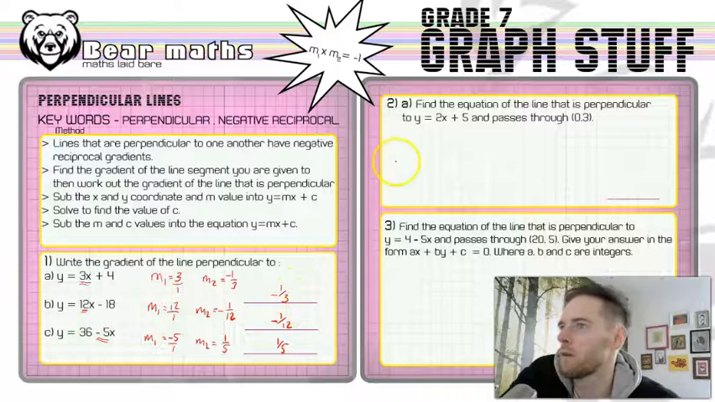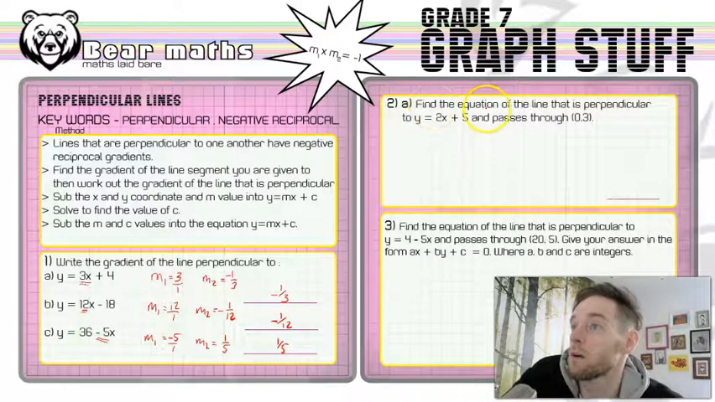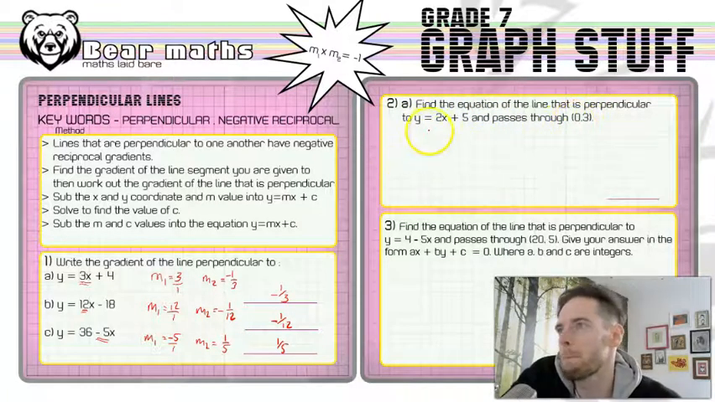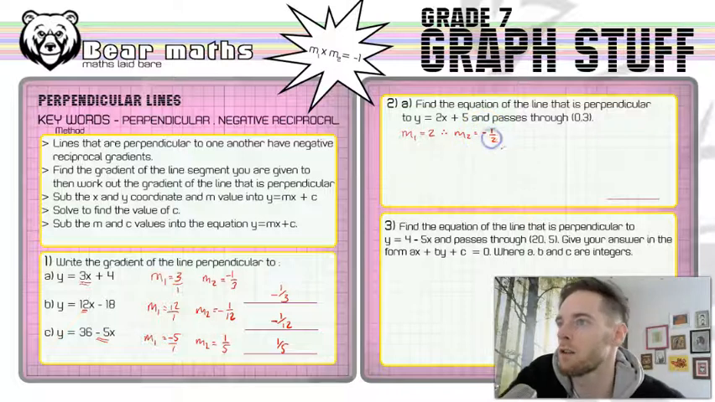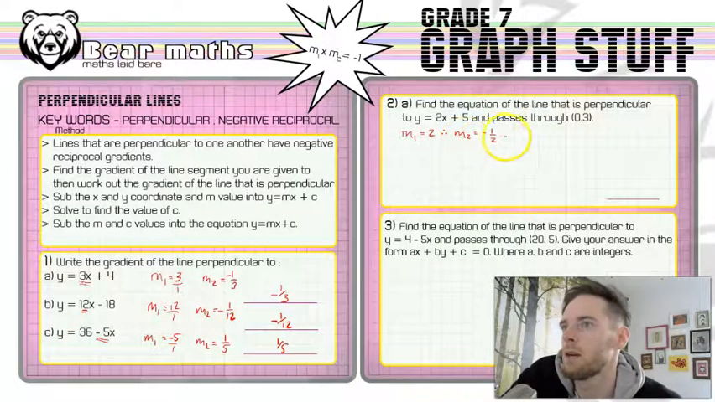But then we're going to use our method for question number 2. Find the equation of the line that is perpendicular to y equals 2x plus 5 and passes through (0, 3). So basically we need to find m1 first of all. m1 is 2, therefore m2 is equal to the negative reciprocal of this, which is -1/2.